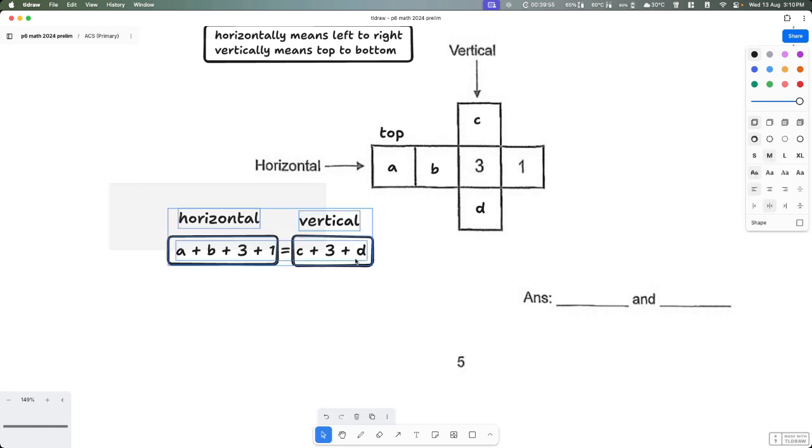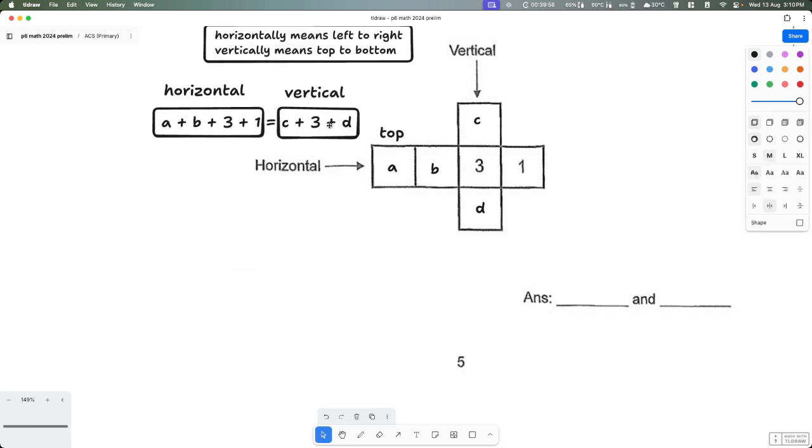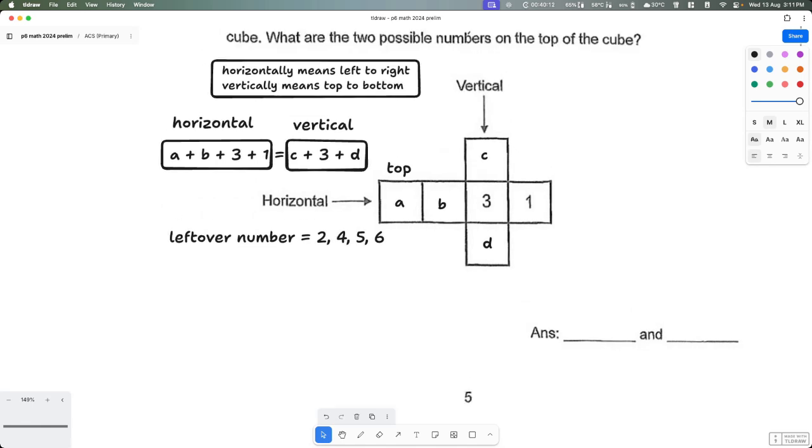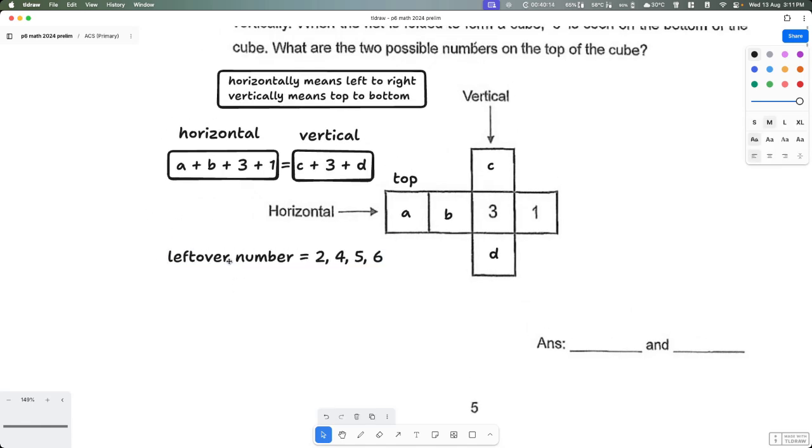Now we also know what the leftover numbers are. We have 1 that is already done. 2 is not done, 3 is done, 4, then 5 and 6. A die has numbers until 6. So now we have leftover numbers 2, 4, 5, and 6. They can be A, B, C, or D. How do we figure it out? You can guess and check, but I have a more logical way to do it.